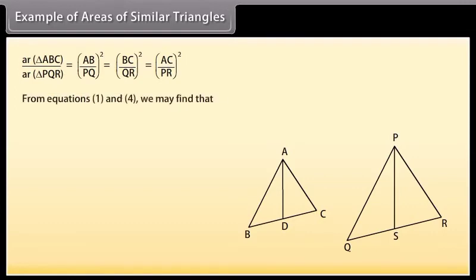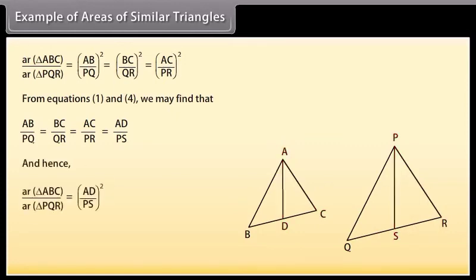From equations 1 and 4, we may find that AB upon PQ equals BC upon QR equals AC upon PR, which is equal to AD upon PS, and hence area of triangle ABC upon area of triangle PQR equals AD upon PS whole square.